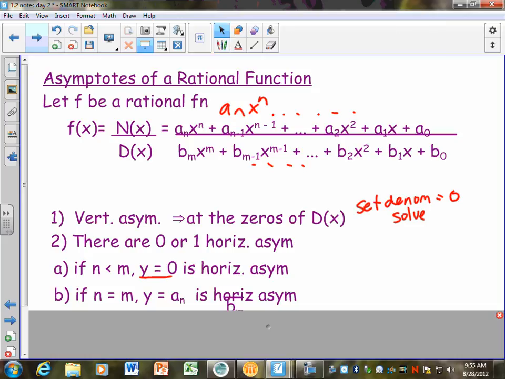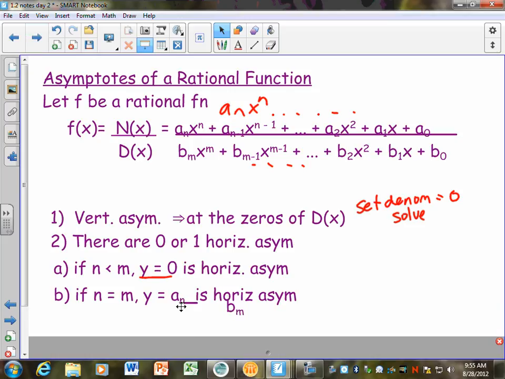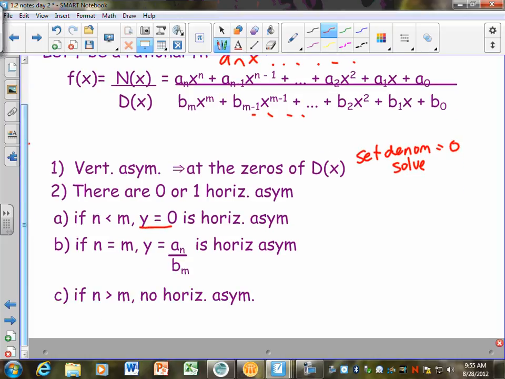If the numerator degree is equal to the denominator degree, again, why did I write this out up here? These are your leading coefficients. You take the leading coefficients over each other, and that's your horizontal asymptote. It means it could be any number, whatever the leading coefficients happen to be. And the last one's the best one. If the numerator degree is bigger than the denominator degree, there will be no horizontal asymptote.